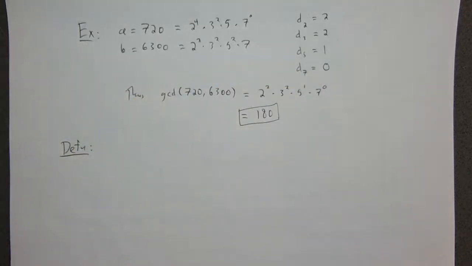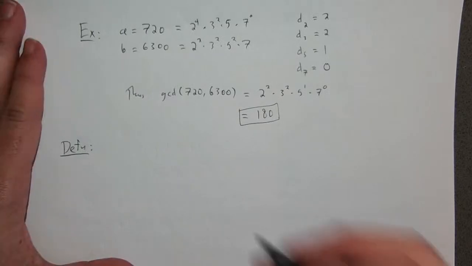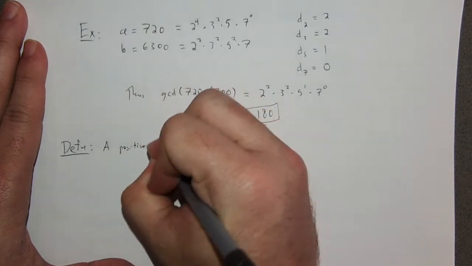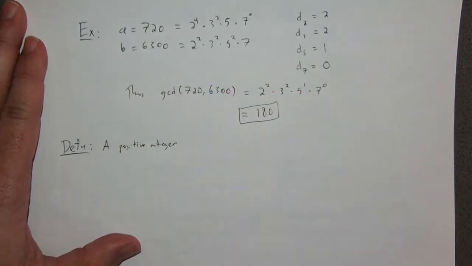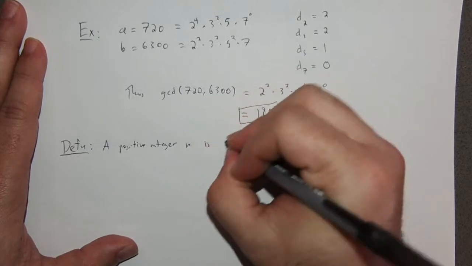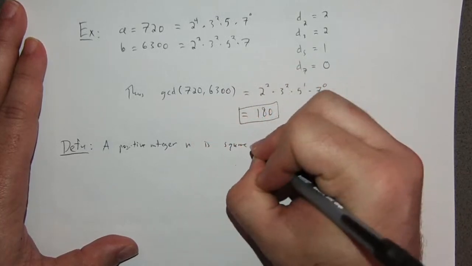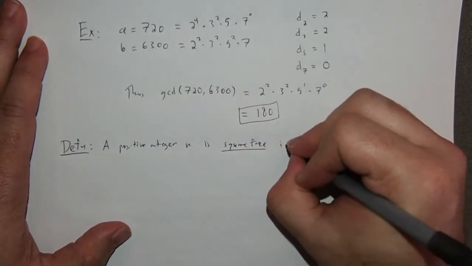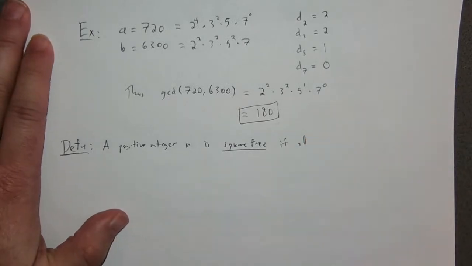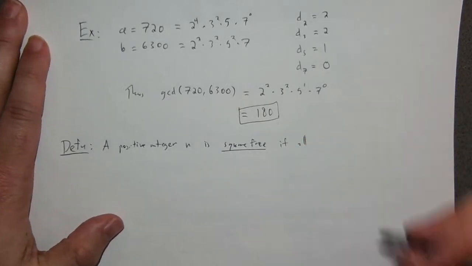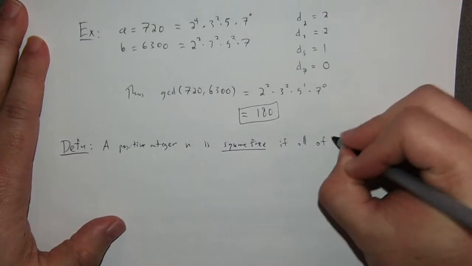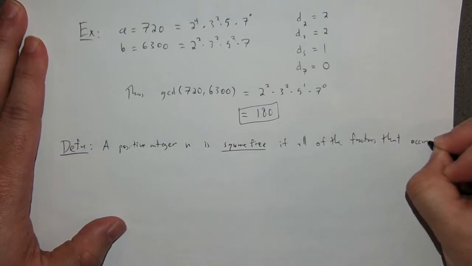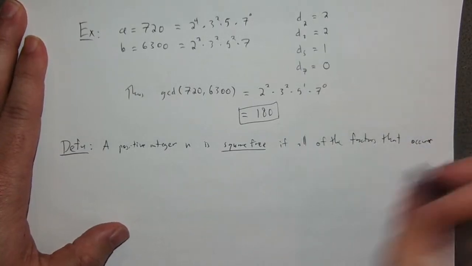Quick definition so that I can state and prove this last proposition in this chapter. So a positive integer n is square free, okay, if all of the factors that occur in its prime factorization... why did I put an E on occur?